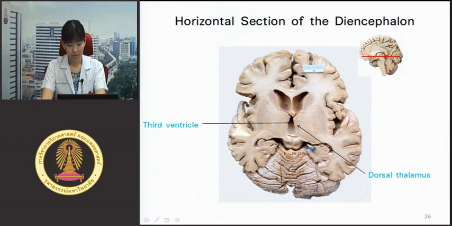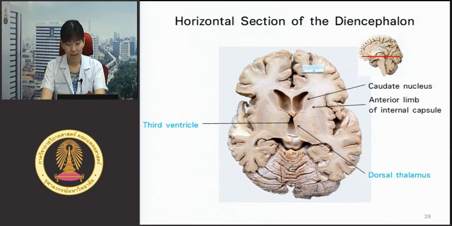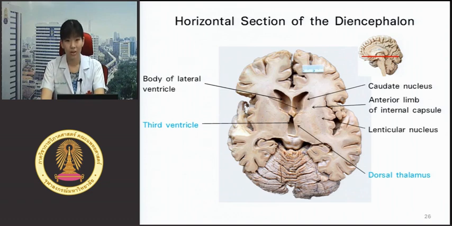In horizontal section of the brain, the caudate nucleus lies medial to the anterior limb of the internal capsule and lateral to the body of the lateral ventricle. The lenticular nucleus lies laterally to the posterior limbs of the internal capsule.